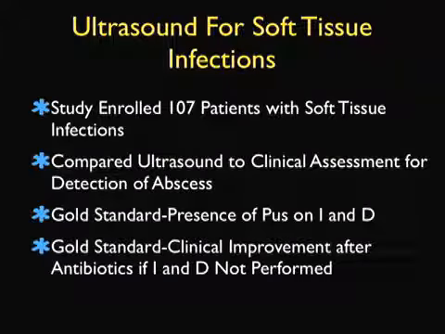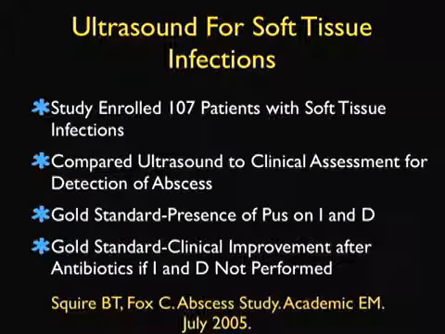Here's one of these studies, and this study enrolled 107 patients with soft tissue infections, comparing ultrasound to clinical assessment for detection of an abscess. The two gold standards were either presence of pus on incision and drainage of the infected area, or clinical improvement after antibiotics if an I&D procedure was not performed. This was a study from Academic Emergency Medicine by Dr. Squire and Fox in July 2005.